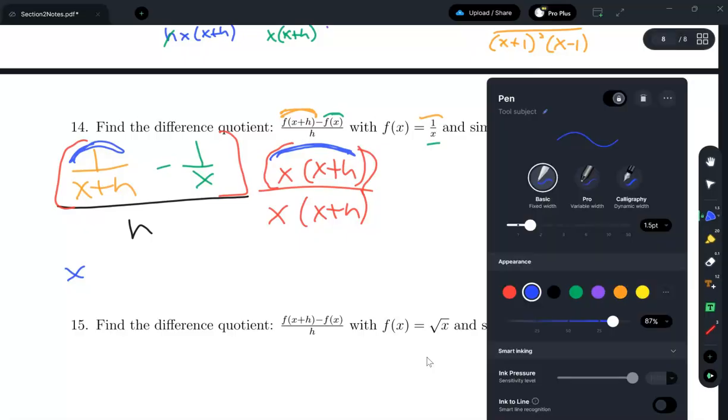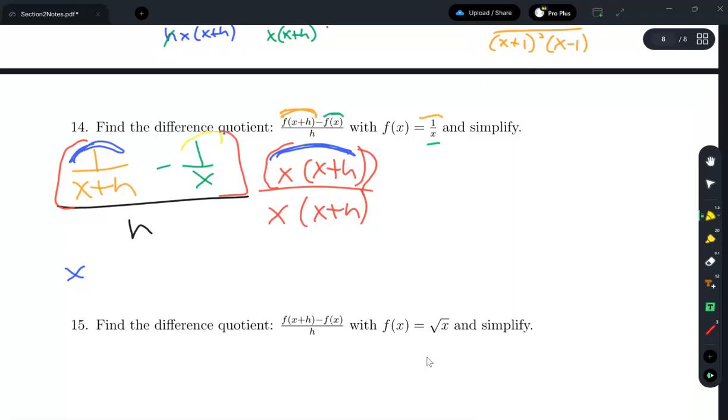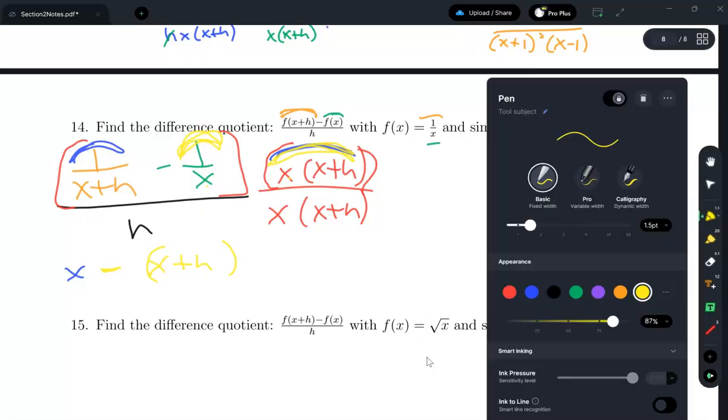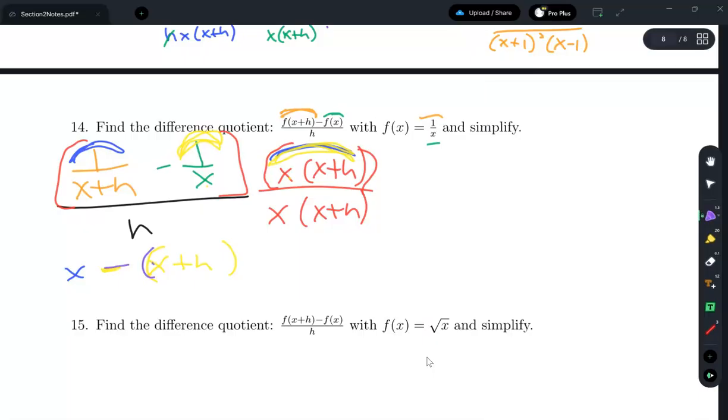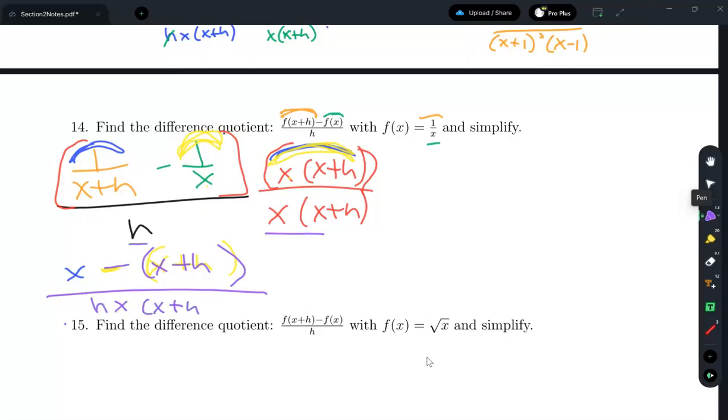And then if I do 1 over x times all of that, the x's cancel, so I'm left with a subtract x plus h, and I put parentheses. Minus x plus h, right? And then all over, do not multiply the denominator out, h x, x plus h. So simplifying that numerator, x minus x minus h, over hx, x plus h. X's go away.